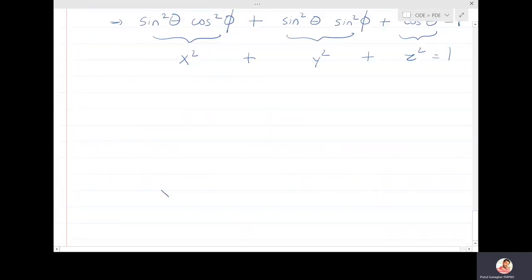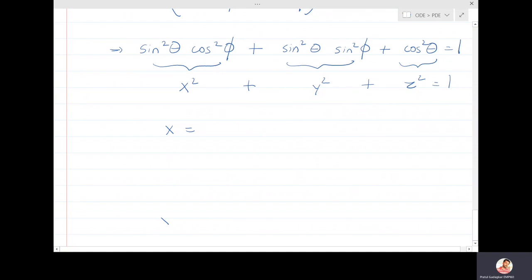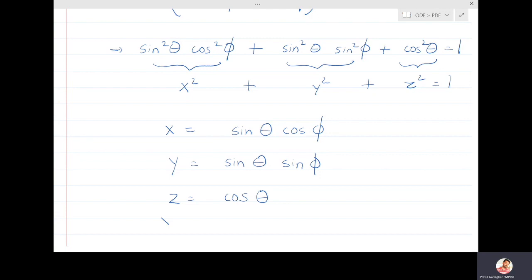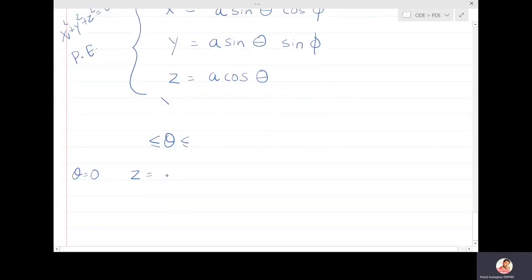So this means that x can be written as what? x can be written as sine theta cos phi, y can be written as sine theta sine phi, and z can be written as cos theta. So these are the parametric equations for the standard sphere x squared plus y squared plus z squared equal to 1. If I have the sphere x squared plus y squared plus z squared equal to a squared, then I will just have a sine theta cos phi, a sine theta sine phi, and a cos theta. So for the last coordinate, if theta is 0, the value of z will become a, and if theta is pi, then cos pi is minus 1, so z will become minus a.